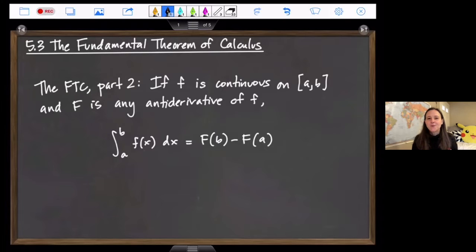I've been promising you for a while that I was going to show you how to use antiderivatives to evaluate these definite integrals that do all these area calculations for us. And here it is. It comes from the Fundamental Theorem of Calculus, Part 2.